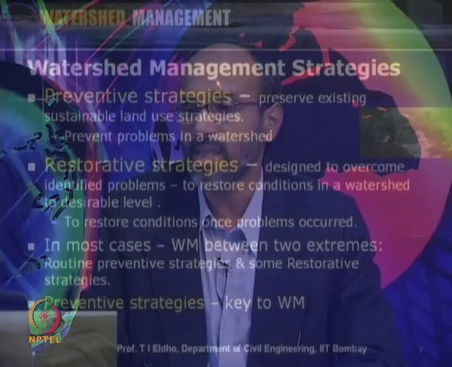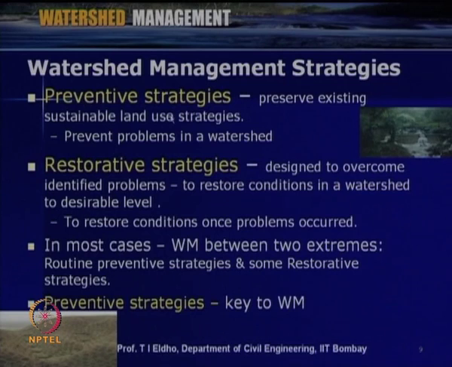Now we will see that there can be various strategies as far as watershed management is concerned. Two important strategies generally coming in watershed management include preventive strategies and restorative strategies. These are the two important strategies when we look into watershed management practices. Preventive strategies means preserving the existing sustainable land use strategies.